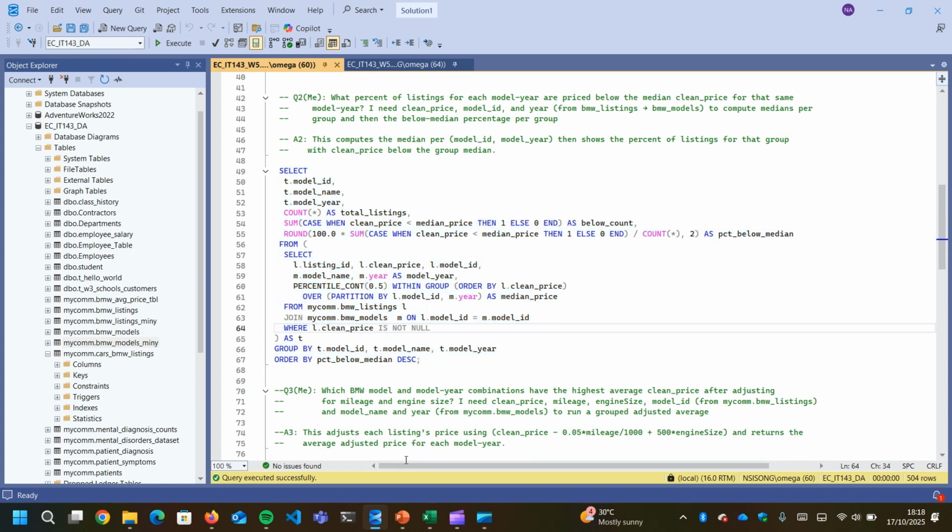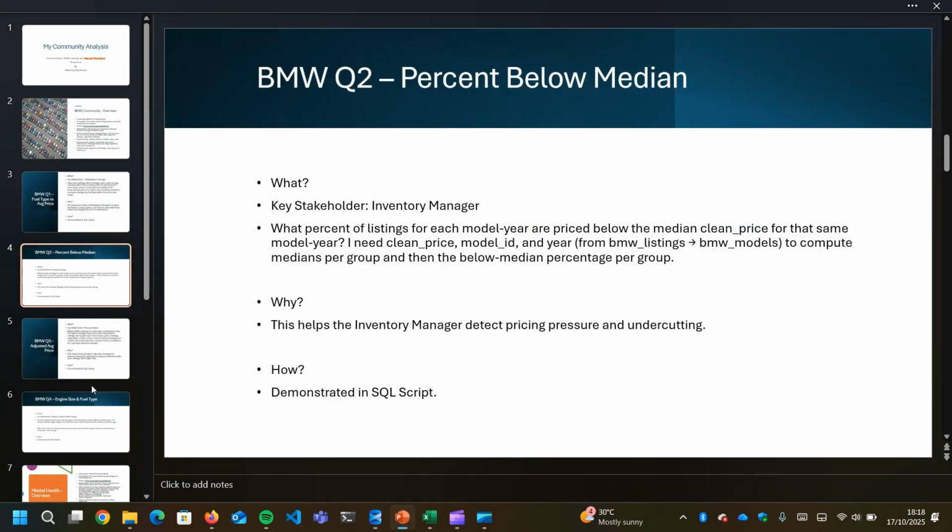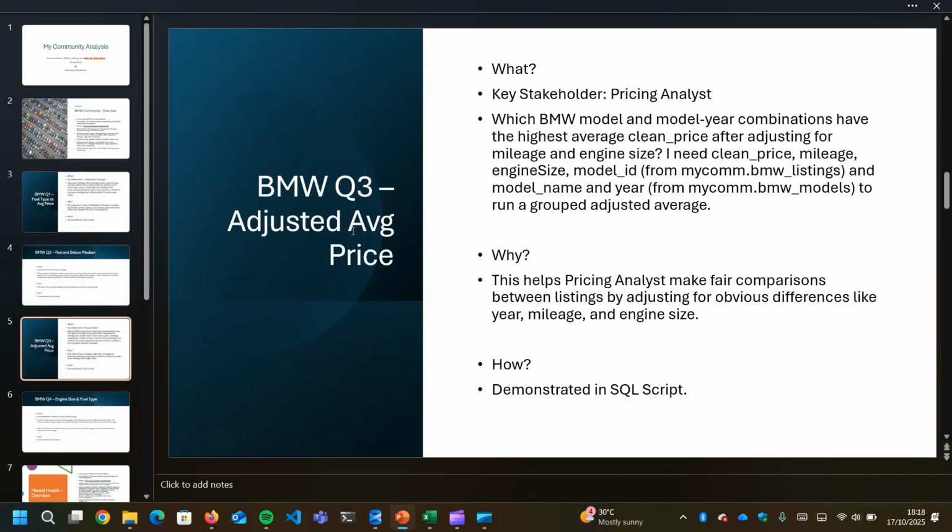The next question here is adjusted average price. The key stakeholder here is the pricing analyst. Which BMW model and model year combination have the highest average clean price after adjusting for mileage and engine size? What I need is the clean price, the mileage, the engine size, the model ID, the model name, and year to run a group adjusted average.